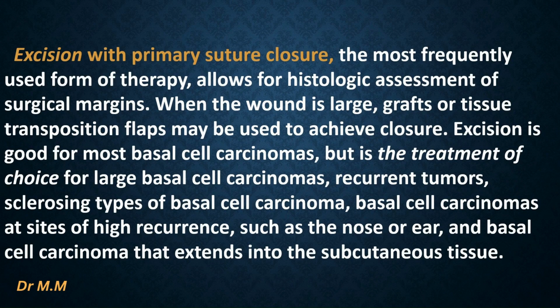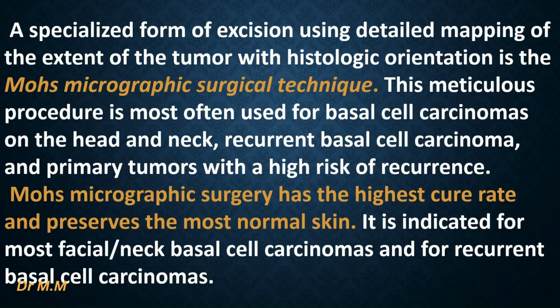Excision with primary suture closure, the most frequently used form of therapy, allows for histologic assessment of surgical margins. When the wound is large, grafts or tissue transposition flaps may be used to achieve closure. Excision is good for most basal cell carcinomas, but is the treatment of choice for large basal cell carcinomas, recurrent tumors, sclerosing types of basal cell carcinoma, basal cell carcinomas at sites of high recurrence, such as the nose or ear, and basal cell carcinoma that extends into the subcutaneous tissue.